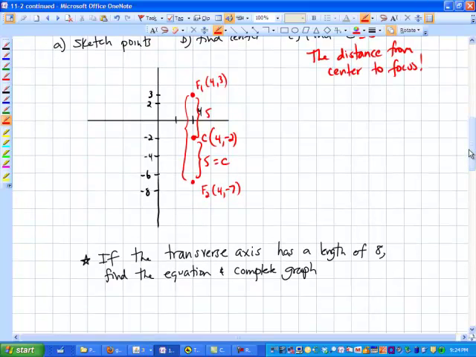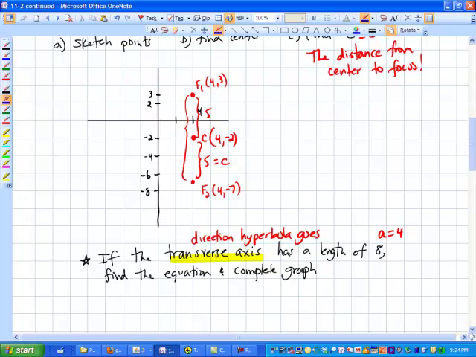Now, we go down here to the star, where it's added some information. It adds the fact that the transverse axis, remember that's the main axis, or maybe a more accurate way to put it is the direction the hyperbola travels in, has a length of 8. Okay, so since the focus points are up and down, that must mean the hyperbola is going up and down. And since the transverse axis has a length of 8, that means that A equals 4.